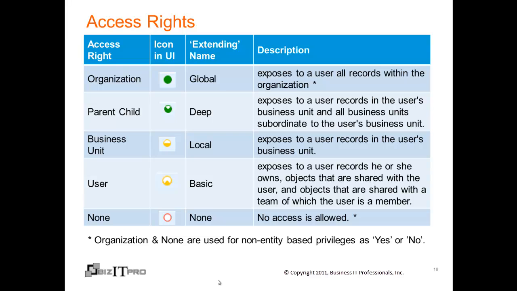The next layer down would be parent-child, also known as DEEP from the programming side. This exposes to a user records in the user's business unit as well as all business units subordinate to the user's business unit. The access right of business unit allows you to work with the records that are owned by any user in your business unit. User access grants you the right to exercise this privilege on records that you own and no others. And then finally, none, which means that you have no access to that privilege for that type of record at all. In the case of a non-entity based privilege, none means no.